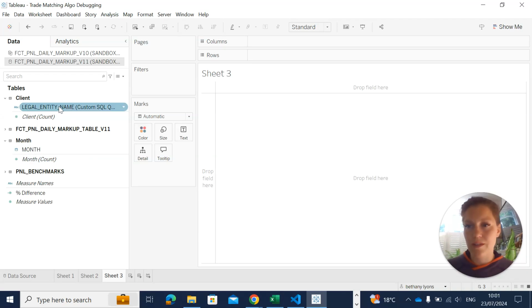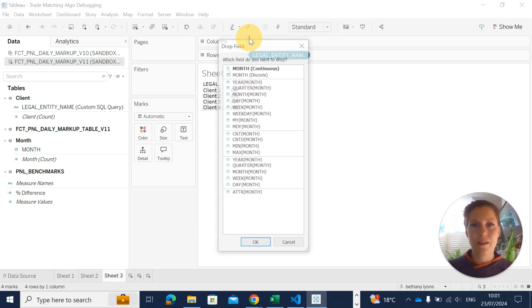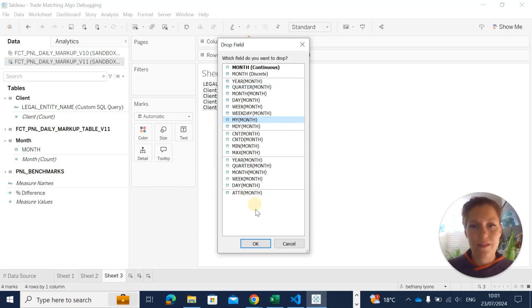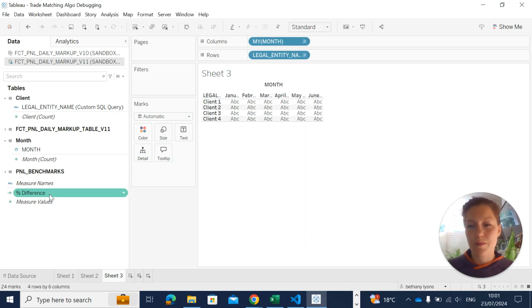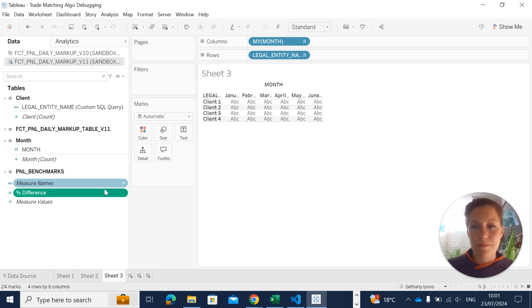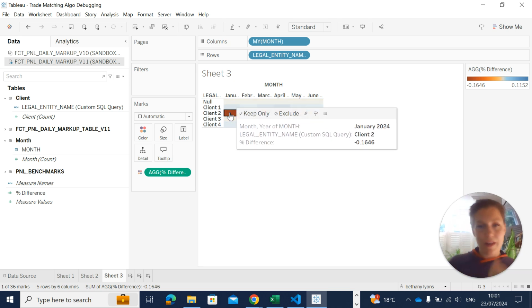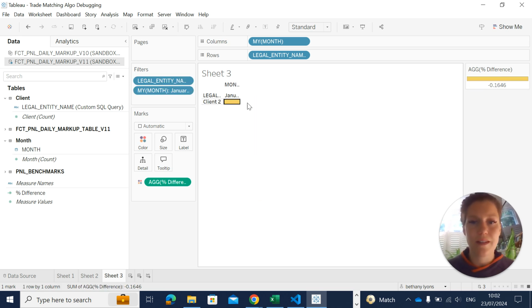Okay, so with this, we can start to look at our clients, our months, and then this percent difference here. It's a formula that finds the percent difference between the P&L in my data and the P&L in the benchmark data. And so then we can visualize that. And what I see right away is, okay, this client this month, there's a severe gap. Why is that? Let me drill into that.